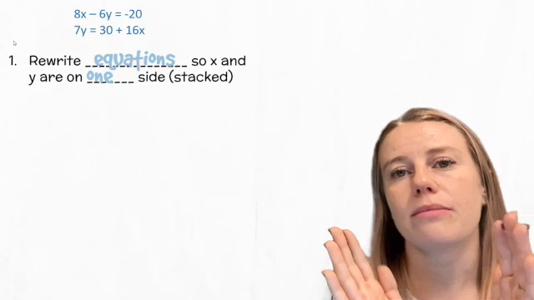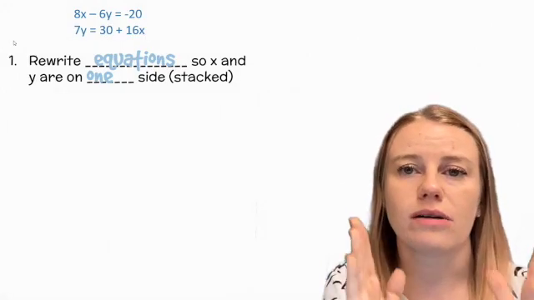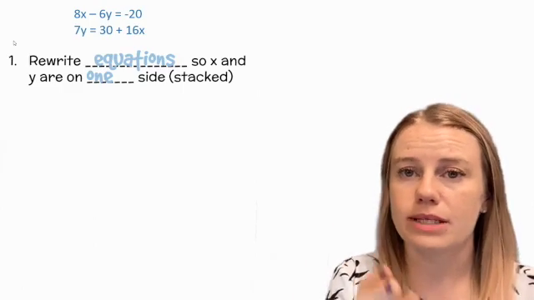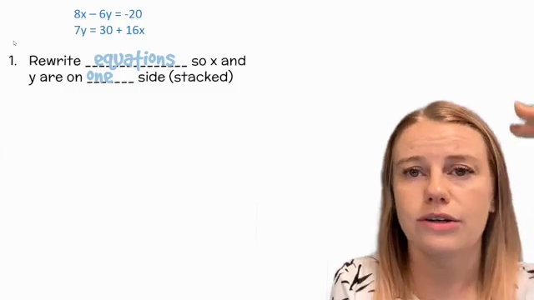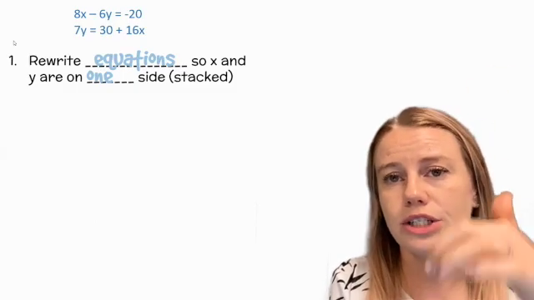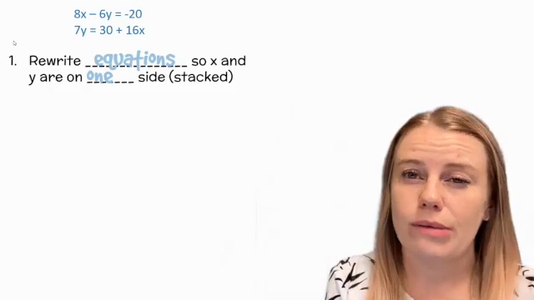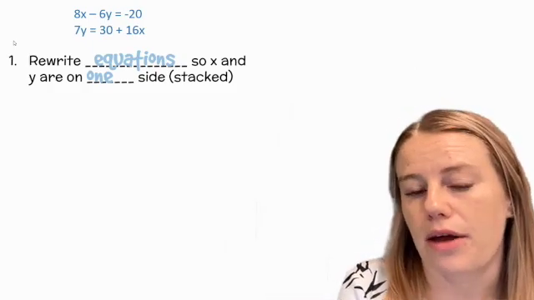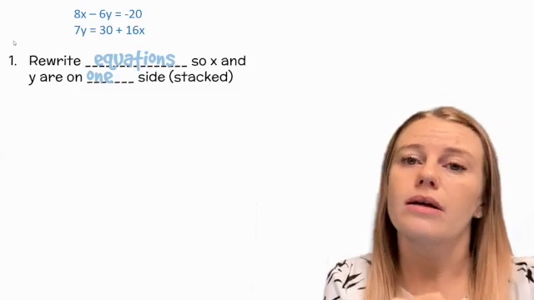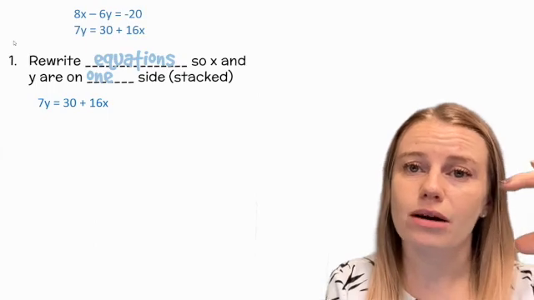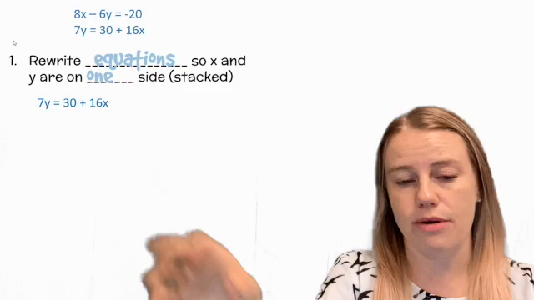I typically like to put them both on the left side with the x first and then the y, as long as your variables are on the same side and your numbers are on the other side, and your x and y are in the same position of each equation. It doesn't matter which one you do. However, this is probably the easiest way. So we already have the top equation the way we want it. So we need to rewrite that bottom equation how we want it. We want the x's first, y's, equals the number.